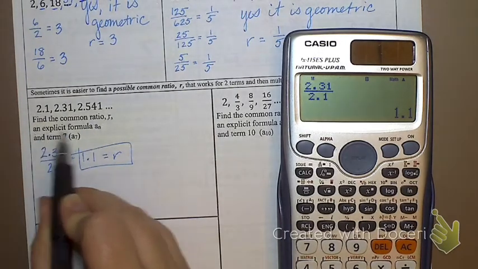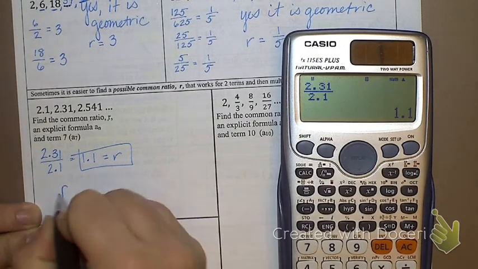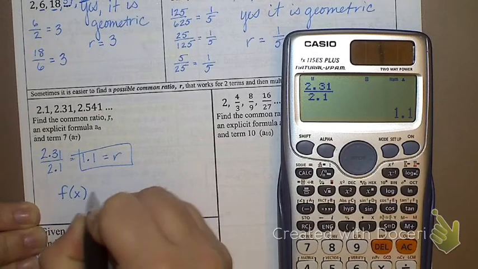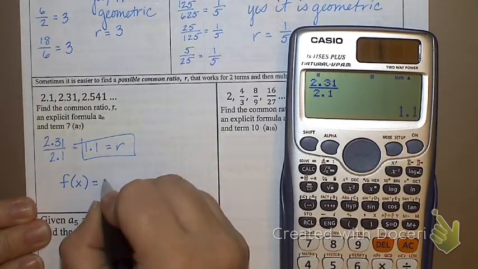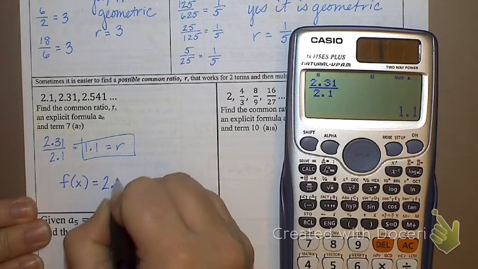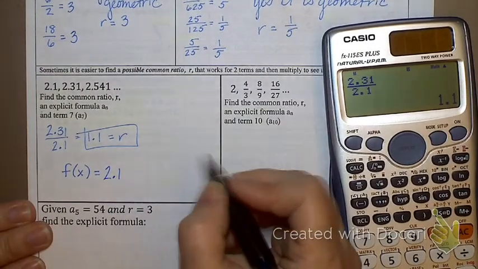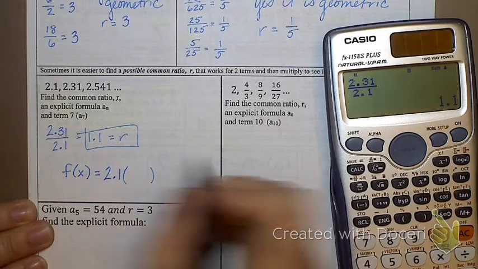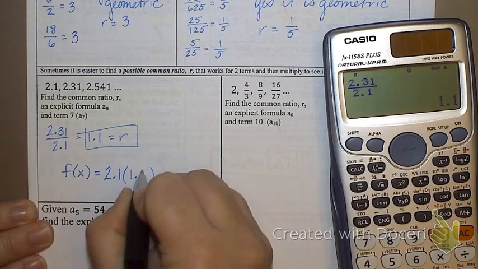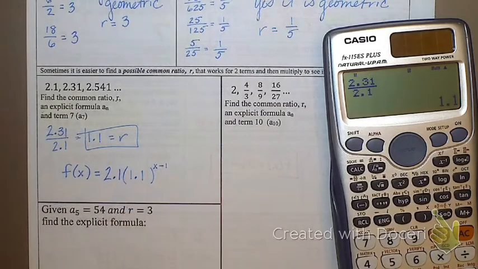Now I need to write my explicit formula. You ready? This is terribly difficult. My explicit formula is the first term. What's the first term? That's how our explicit formula for arithmetic started, right? Except this time I'm not going to put plus D. I'm going to put my R value in parentheses. What's my R value? And then my exponent is x minus 1.